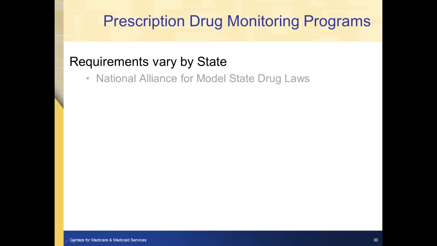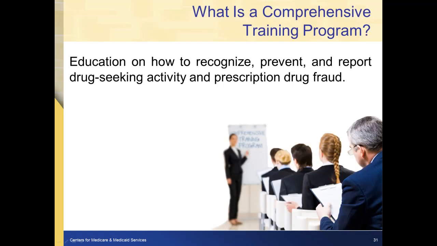The National Alliance for Model State Drug Laws provides a forum for state and federal agencies to share information on prescription monitoring programs. The Alliance supports the establishment, operation, and enhancement of PDMPs, enhances drug abuse intervention and prevention programs through information exchange, and develops guidance documents with the goal of creating exemplary and fiscally responsible drug and alcohol strategies and legislation. The last prevention strategy is implementing a comprehensive training program.